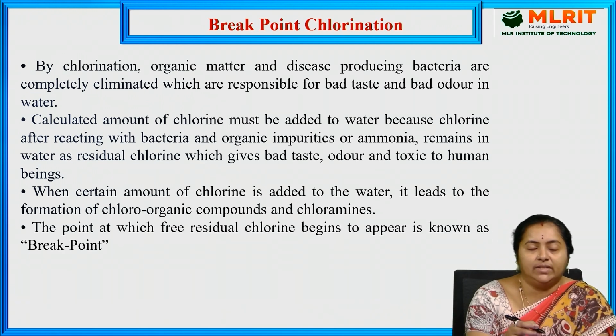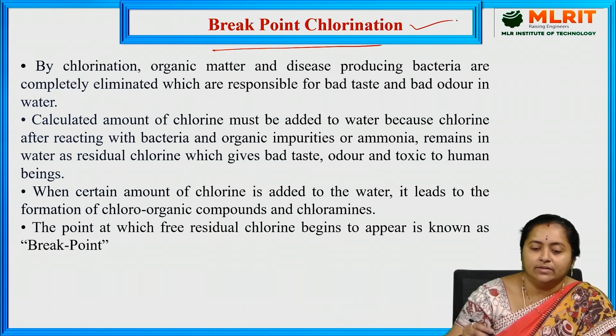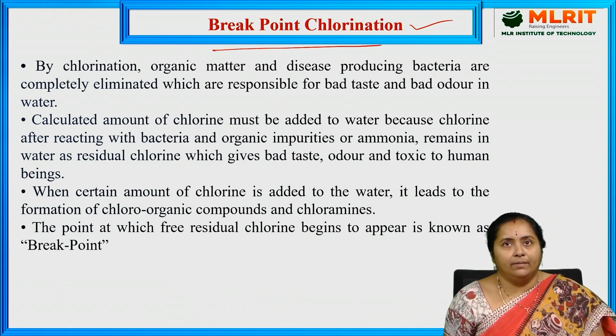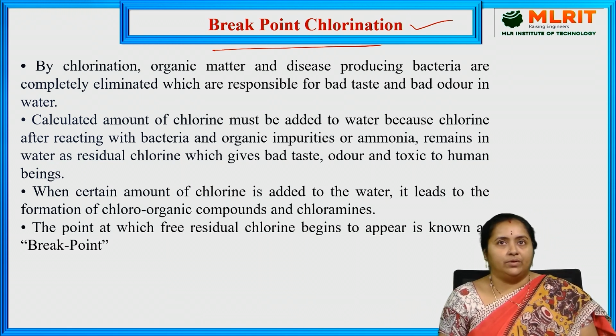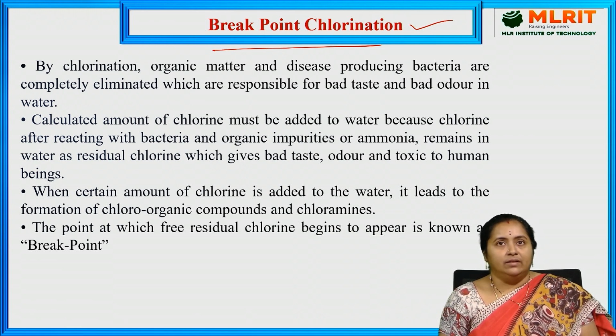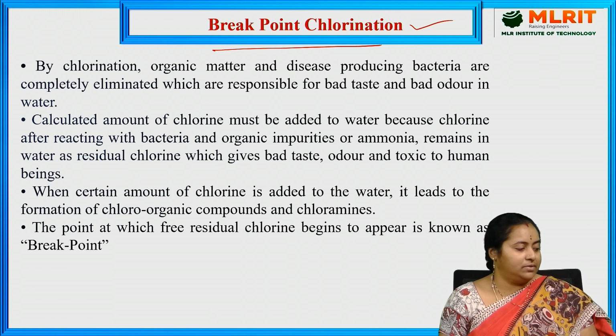Coming to the next one, that is breakpoint chlorination. As I told you, chlorination is done by adding chlorine to the water sample, but we don't know how much to add. That can be determined by calculating its breakpoint. By knowing the breakpoint for addition of chlorine, we can reduce its disadvantages, that is, causing a bad taste and unpleasant odor in the water.